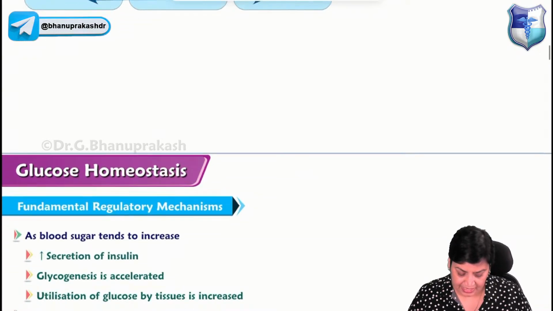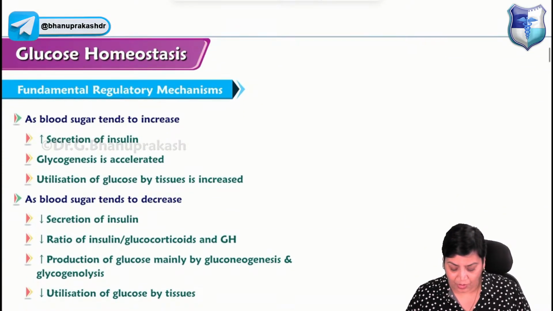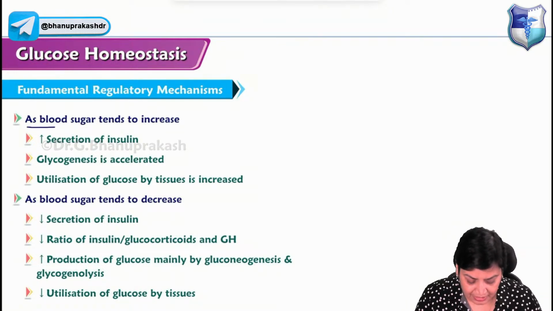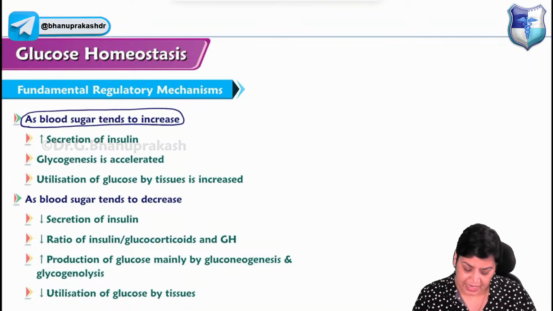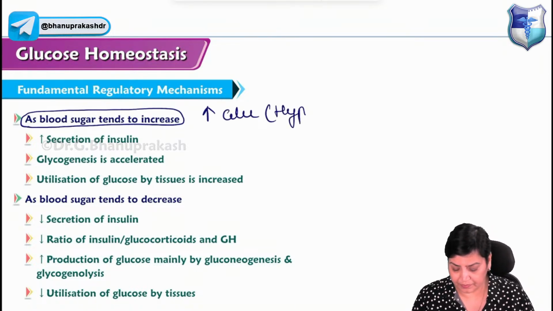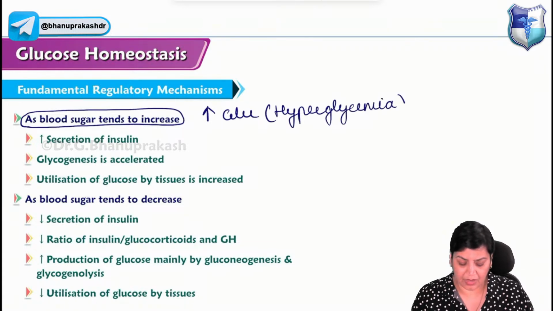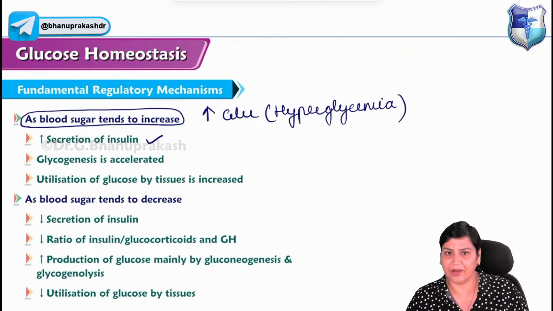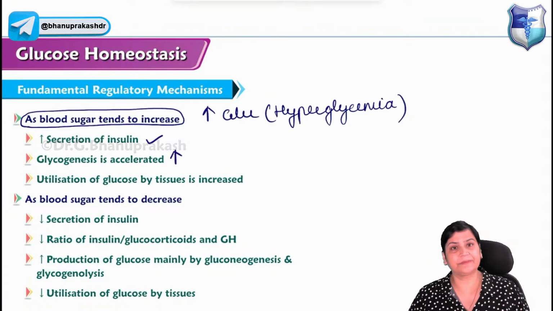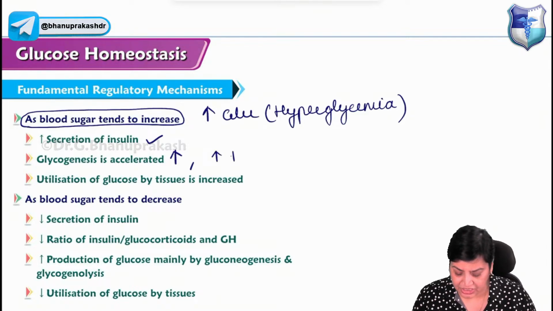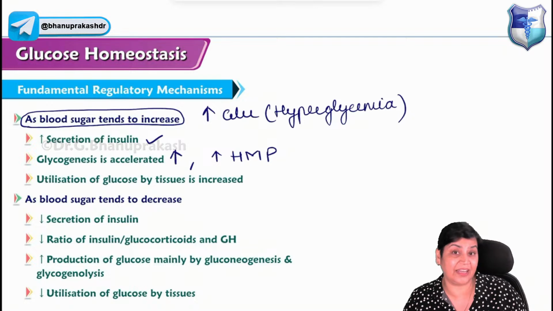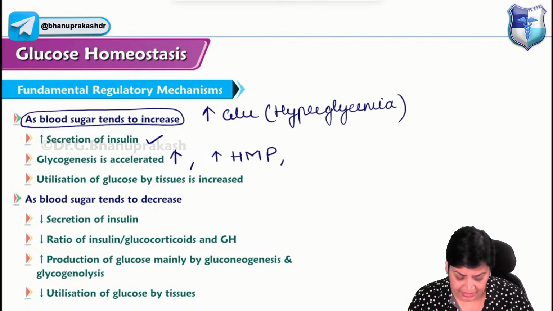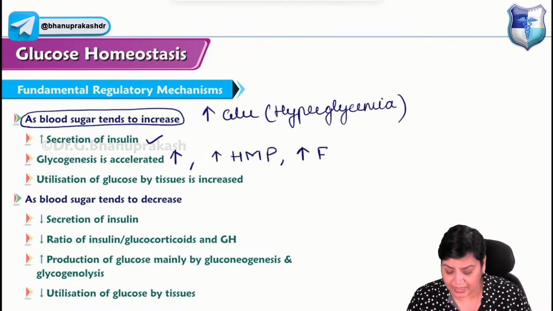Wherever you find any problem, I will explain. Now see, as blood sugar tends to increase, meaning hyperglycemia, what will happen? Insulin will be secreted. We have to utilize glucose now. How can we utilize it? We can increase glycogenesis. Then we can increase the HMP shunt, because all those processes related to utilization of glucose are accelerated. Glycogenesis will be accelerated, and fat synthesis will also be increased.